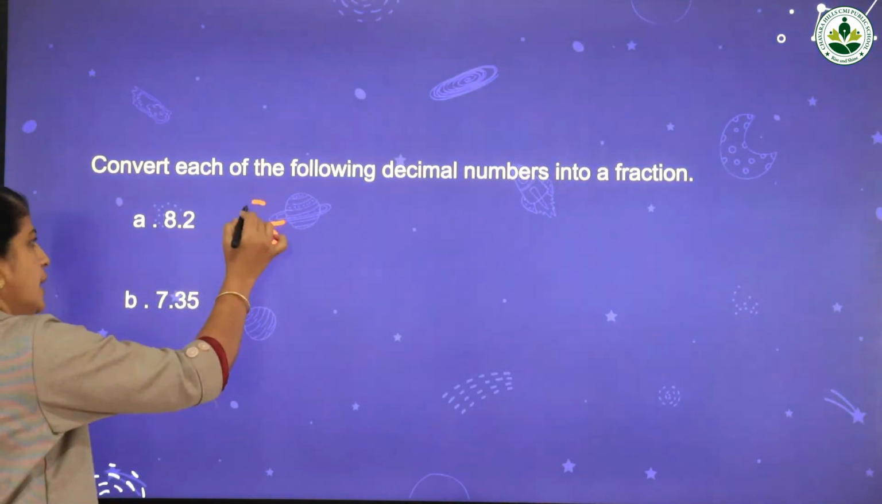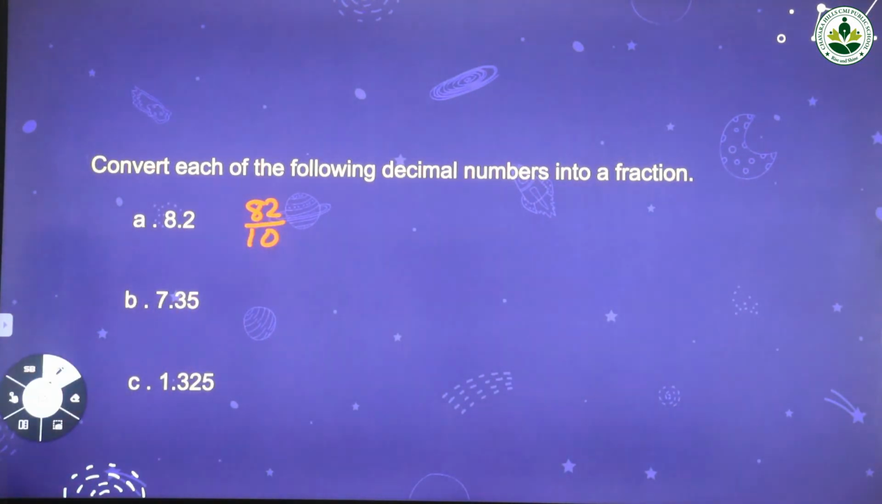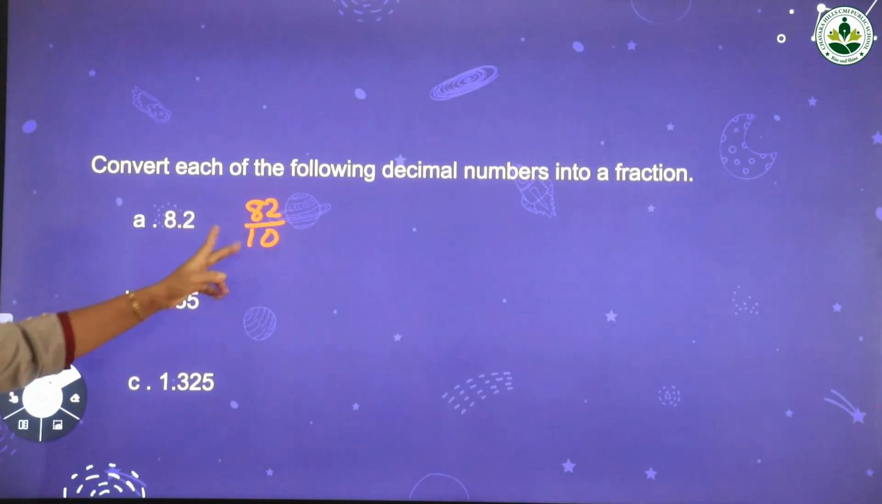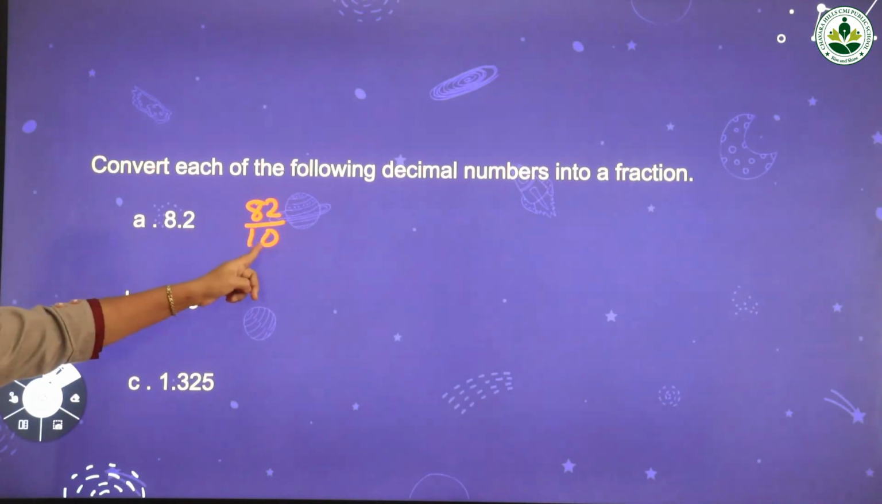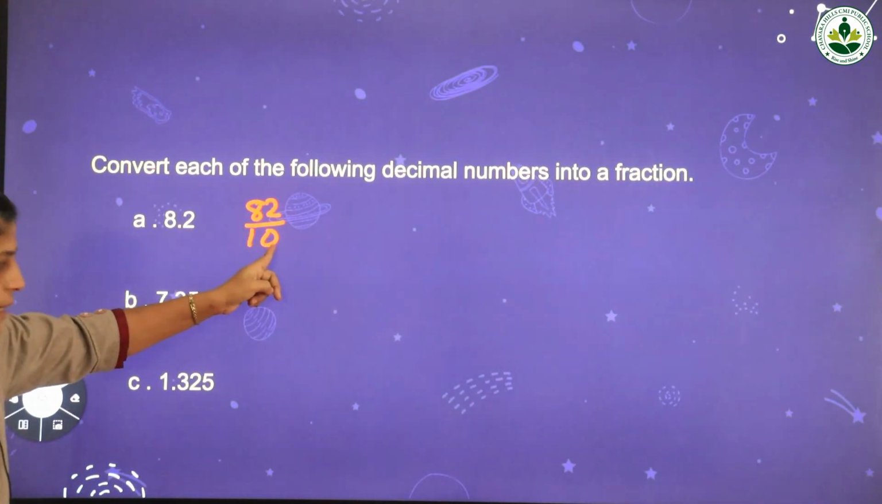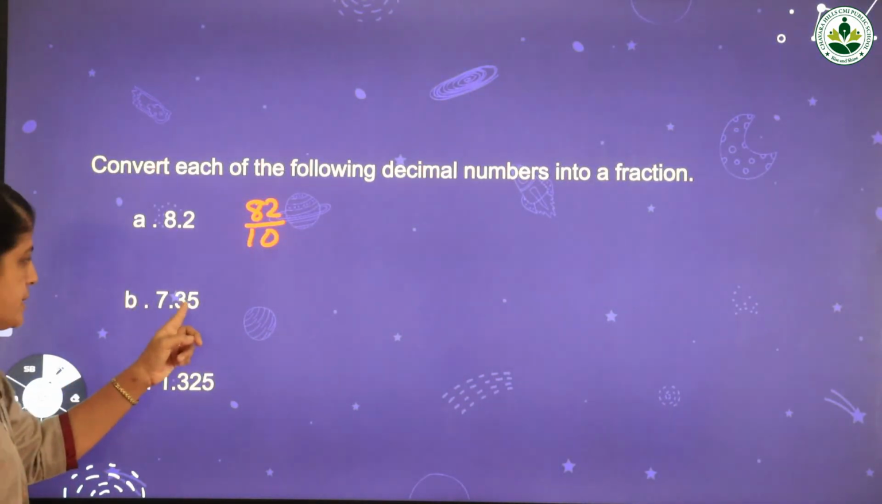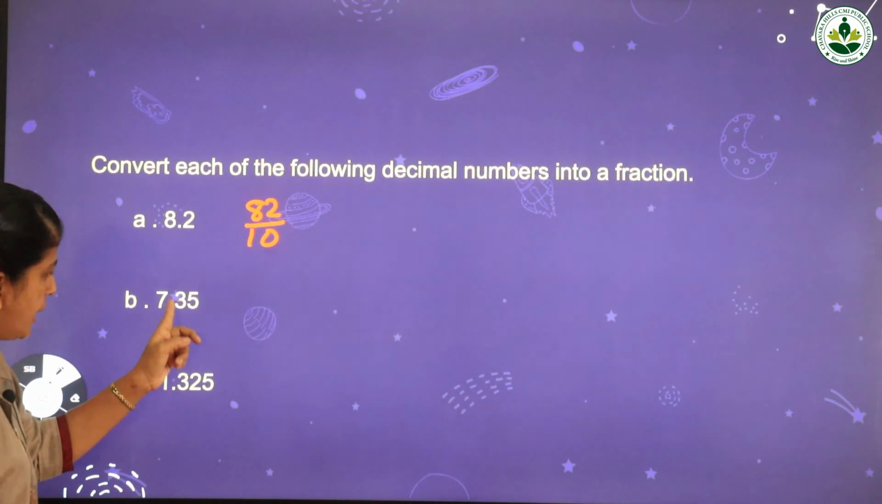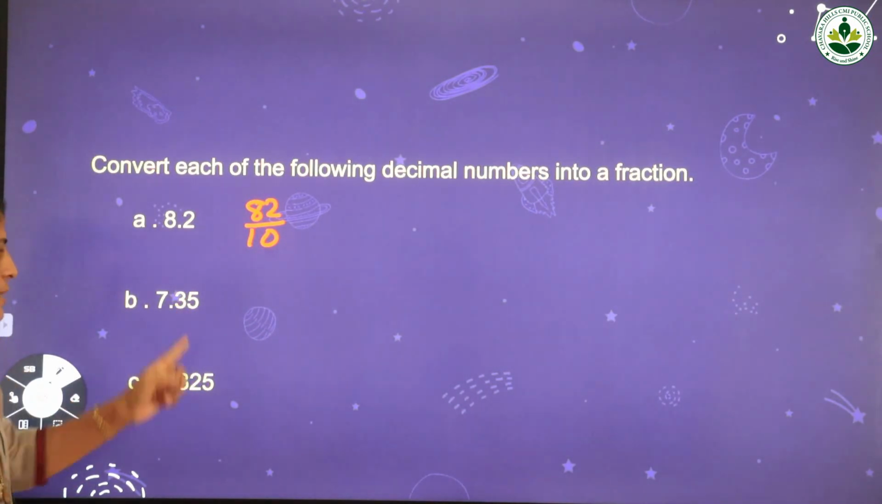Then write the number without the decimal point. 82 by 10. The number without the decimal point is 8 and 2, 82. And there is only 1 digit after the decimal point. Therefore, put 1 zero. That means write only 10 in the denominator. Then the second number, 7.35. How many digits are there after the decimal point? There are 2 digits. That means in the denominator, there should be 2 zeros.